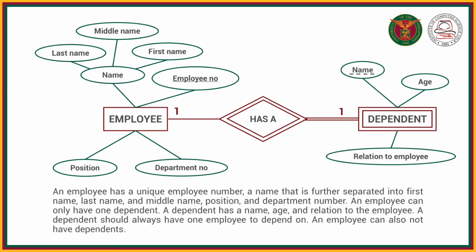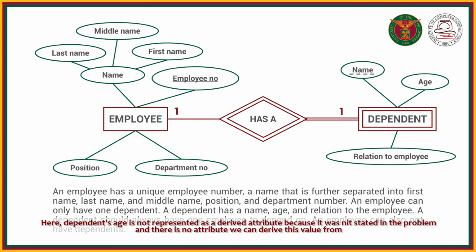For this problem, we have two entities. We have employee and dependent. An employee has a unique employee number, that is our primary key, a name that is further separated into first name, last name, and middle name, that is a composite attribute, and department number and position, so those are atomic attributes. And then our dependent has a name, age, and relation to the employee, so we have three attributes for our dependent.